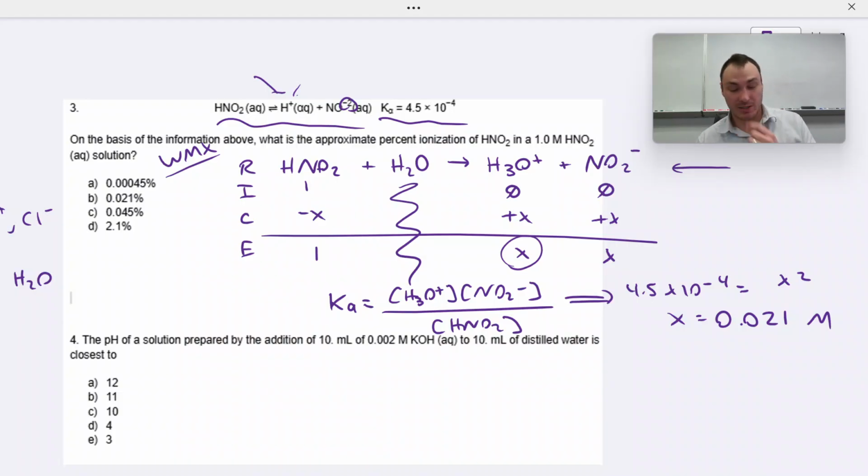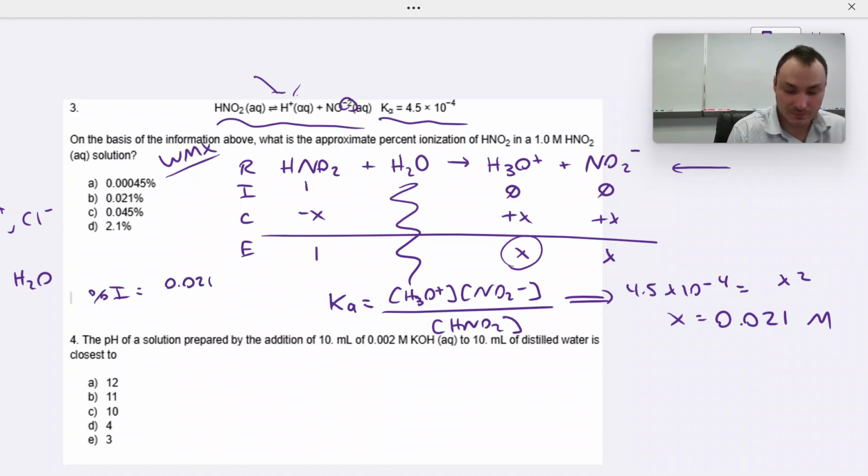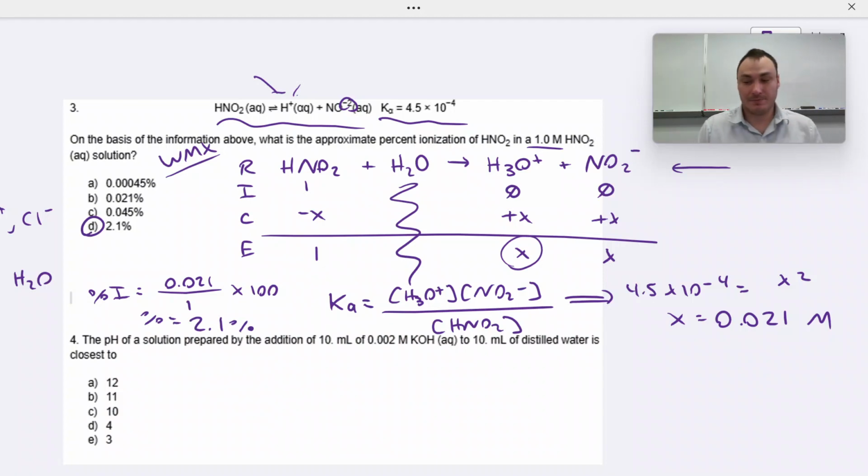To find the percent ionization, it is going to be equal to that concentration divided by the initial concentration, which is 1, times 100. So the percent ionization is going to be equal to 2.1%, which is D.